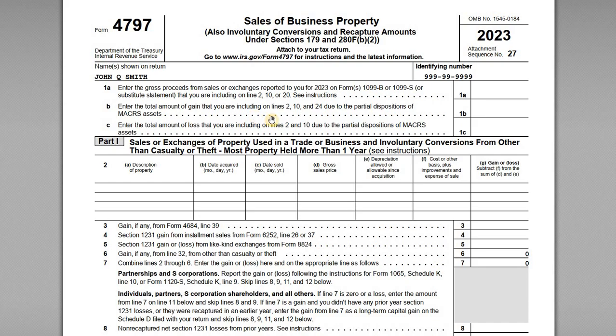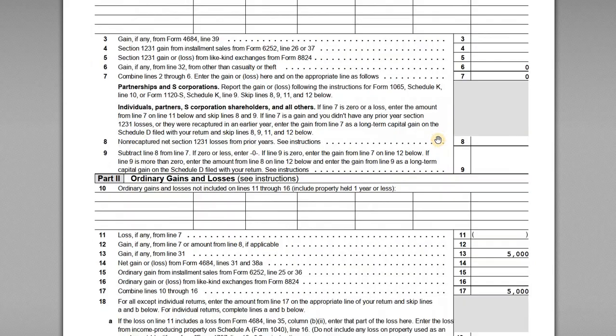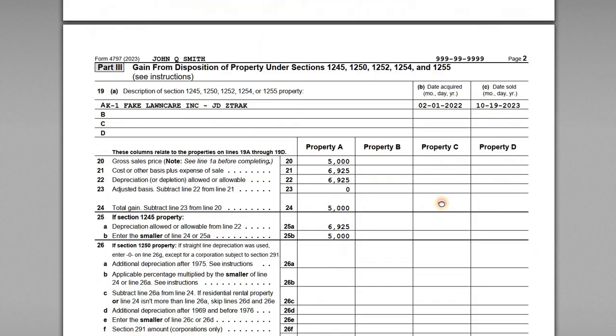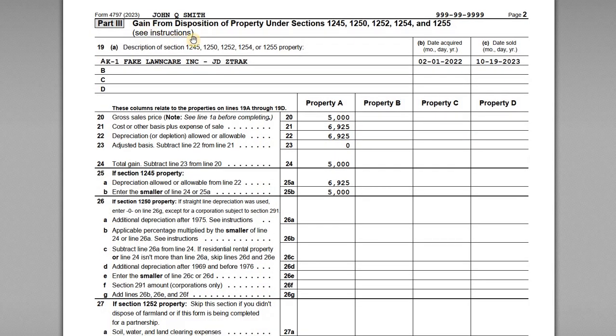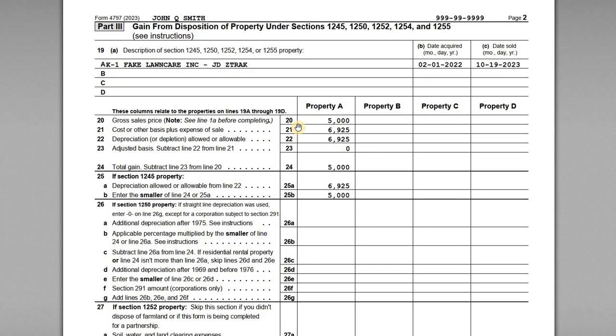So in having a look at John's 4797 here, what he needs to start with is Part 3. So Part 3, he has a gain from the disposition of property under Section 1245. So this is Section 1245 property. And so here he starts to populate the information about the sale of this Section 179 property where they took a 179 deduction. So the description up here, you can enter any description that you think is appropriate, but I think it's always a good habit to try to be as descriptive as possible.